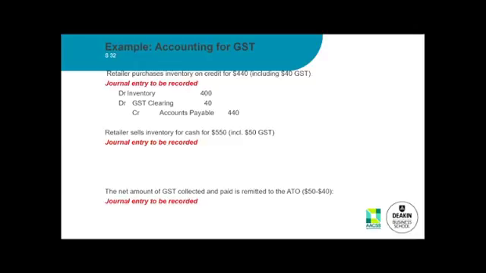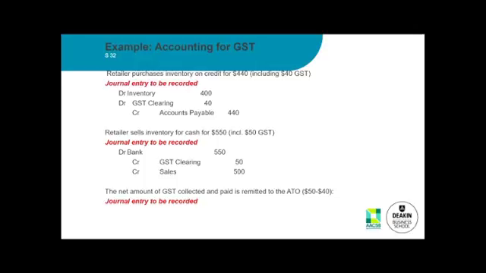Okay, next one. The retailer this time sells inventory for cash for $550, including GST. So again, we divide by 11 and find out that our sales are 500, the GST is 50, and the total amount that we collect is 550, which is debited.